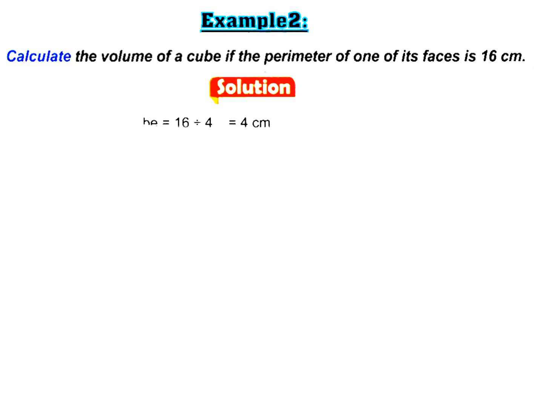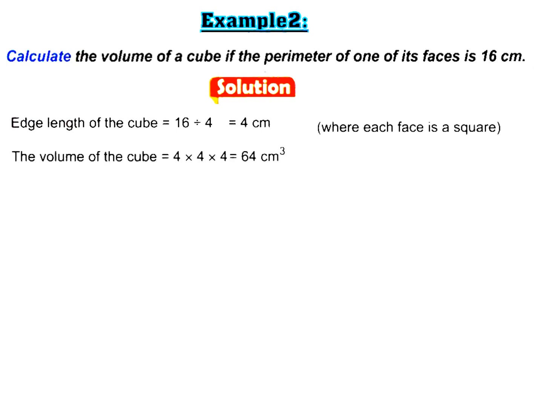Solution: firstly, the edge length of this cube equals 16, the perimeter of the face of this cube, divided by 4, which gives me 4 centimeter. He required me to get the volume of the cube. As we know, the volume of the cube equals S times S times S. The edge length equals 4 centimeter, so 4 times 4 times 4 gives me 64 centimeter cube.